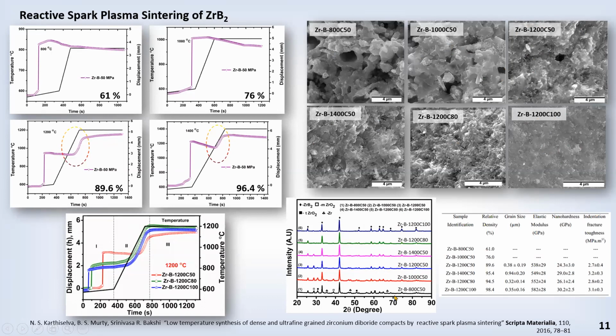And these are XRD patterns which show that ZrB2 is formed. At low temperatures and lower pressures, you have some oxide particles, oxide phases, but at high pressure and high temperature, the oxide is reduced back to ZrB2.